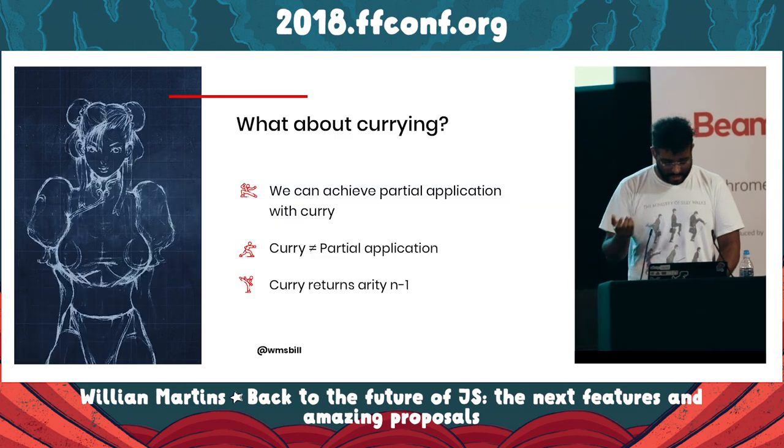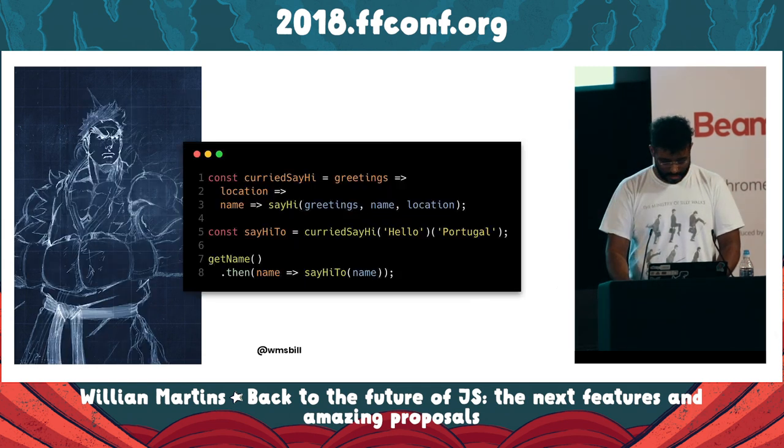But someone can ask me, yeah, what about currying? We can use curry for that, right? Although we can achieve the same result as partial application using curry, curry is not equal to partial application. Curry is a function that, given a function with arity n, returns a function which has the arity n minus 1. So this is a way to do curry right now, using arrow functions.